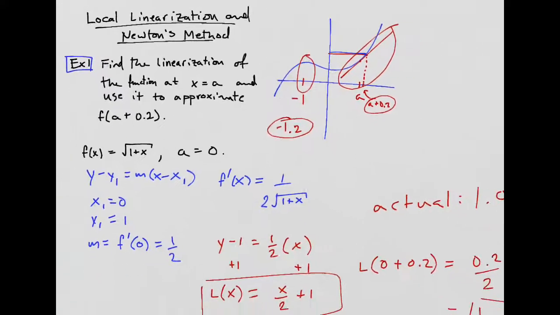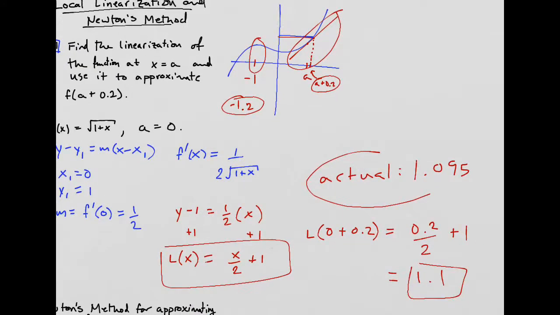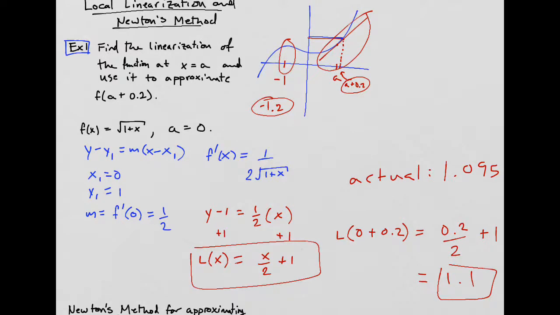How did I get the actual number? This part? I plugged it into the actual function. So the linearization approximates this for values that are close to a equals 0. To get the actual, I just plugged in the 0.2 to the actual function.